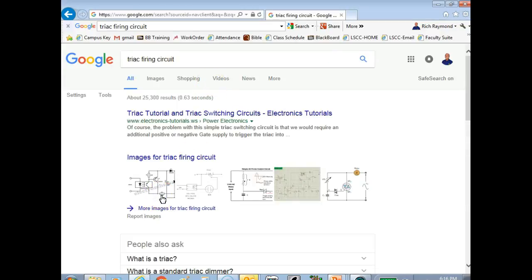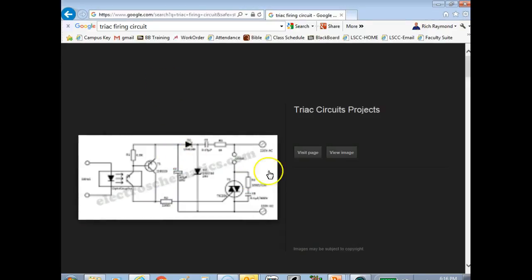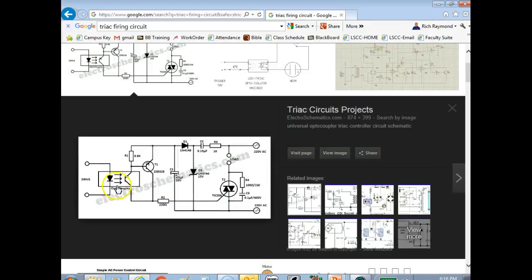By the way, this is another device. What's this a symbol for? It's right there. Optical coupler, so-called optical isolators. This is another way we can fire these things and isolate them.